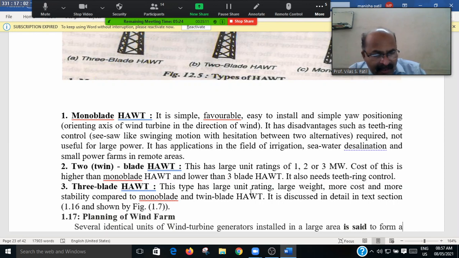Okay. Then two blade: this type of HAWT has a large rating, that is 1, 2, 3 megawatt. Cost will be higher than monoblade and lower than three blade, but it has teetering control. Teetering control.